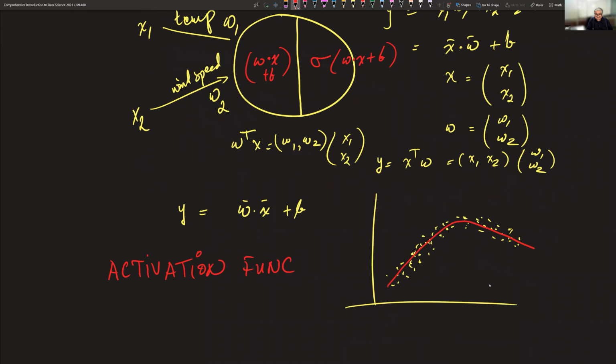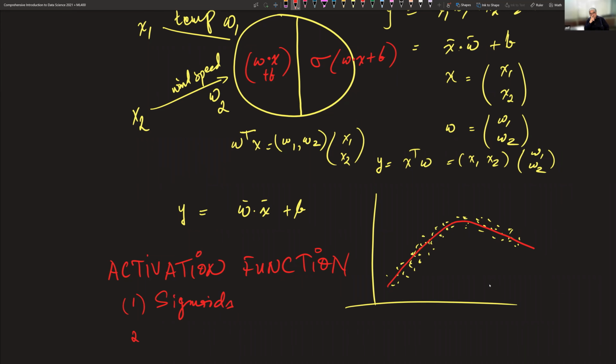Activation function, right? And there are two kinds of activation functions. One set of activation functions are called sigmoid-like, or sigmoids. Let me just say, why not just say sigmoids?